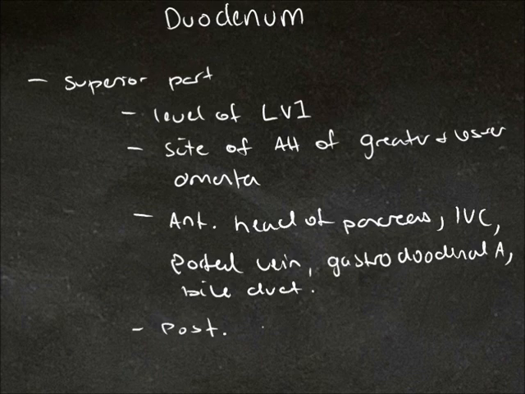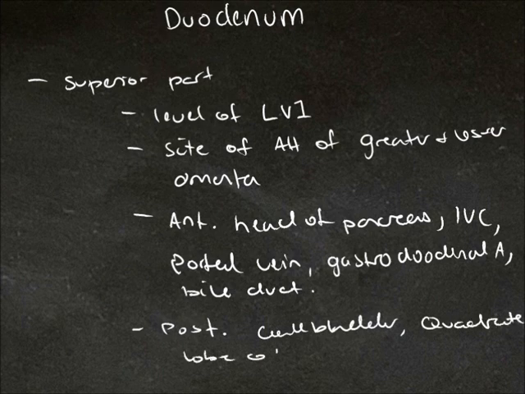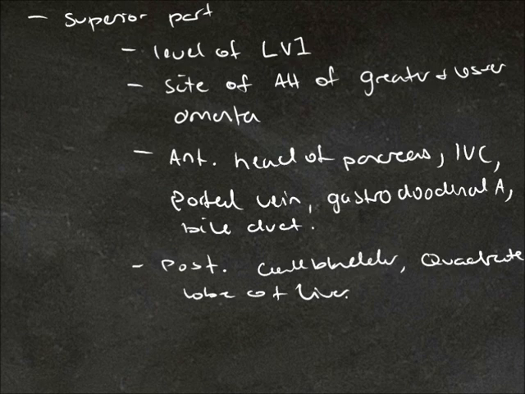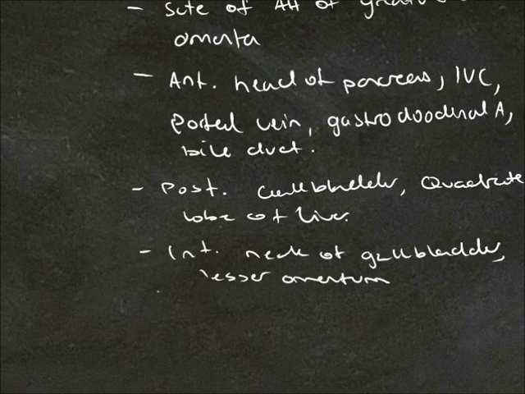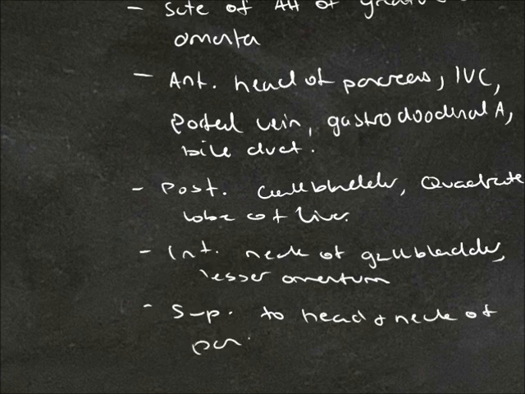It is posterior to the gallbladder and the quadrate lobe of the liver. It is inferior to the neck of the gallbladder and the lesser omentum. And superior to the head and neck of the pancreas and the greater omentum.